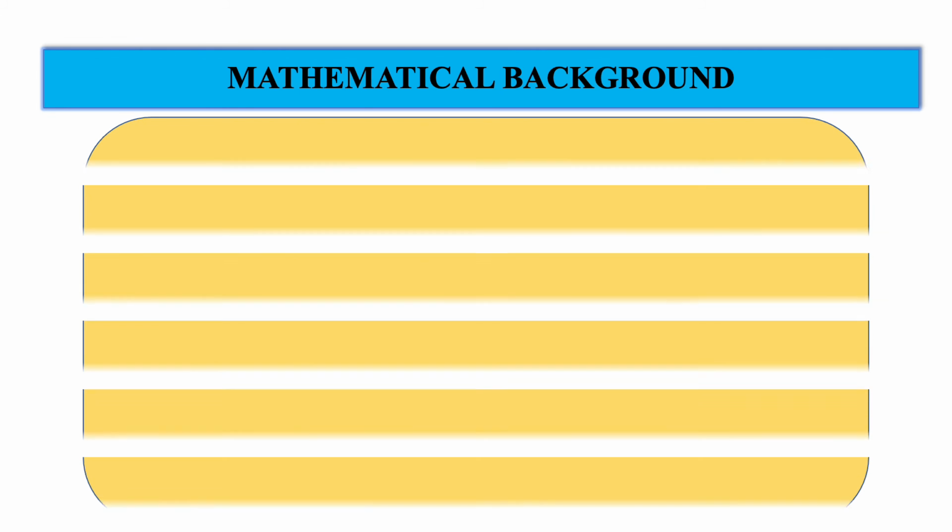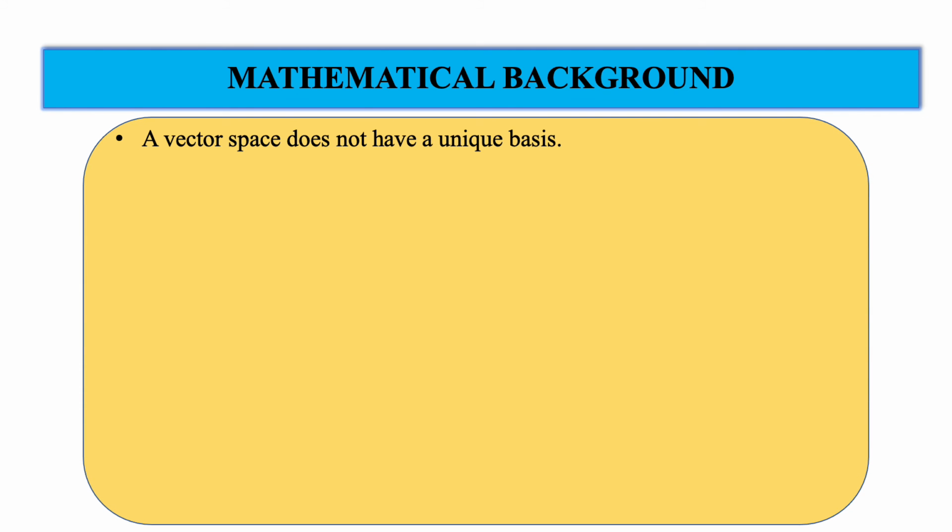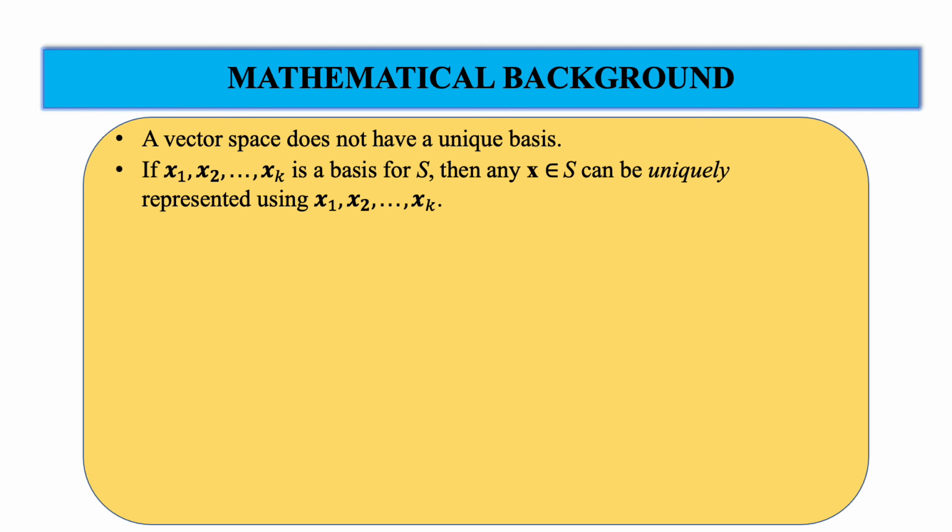As we showed, a vector space need not have a unique basis. One can have multiple bases, but suppose you fix a basis, say x1 to xk, for a vector space S. Then any vector x can be uniquely represented using x1 to xk. So if you fix the basis, a vector is uniquely represented. So alpha 1, alpha 2 up to alpha k will be the unique representation of x with respect to the space S.